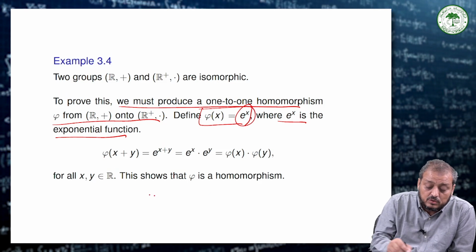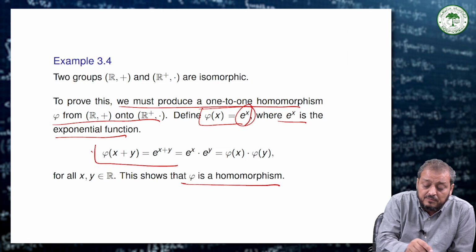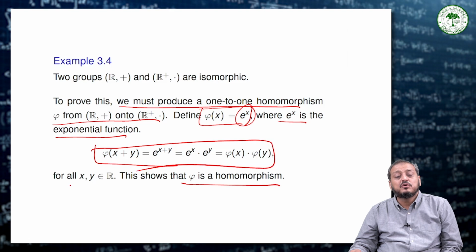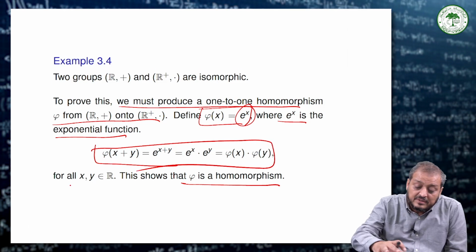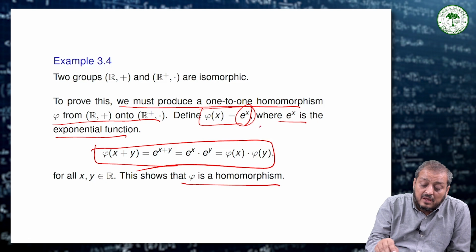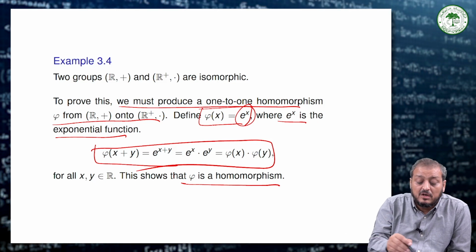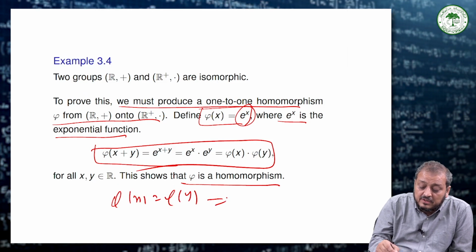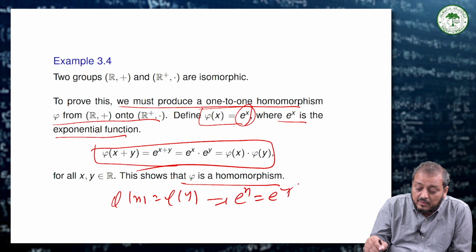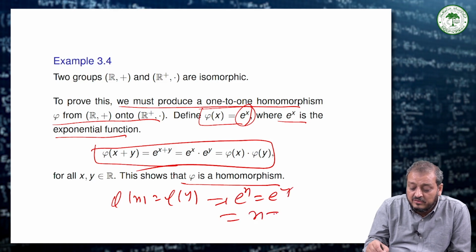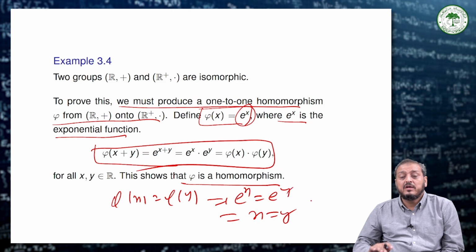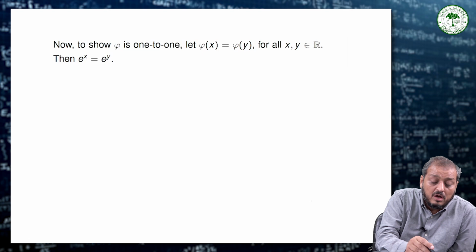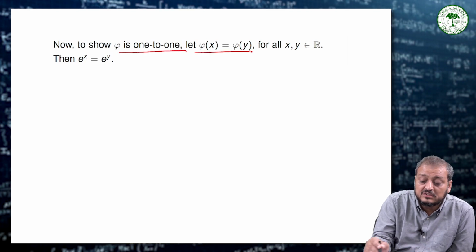So, this clearly shows that phi is a homomorphism, and then we have to show that phi is also 1-1 and onto, so that it is bijective. For phi to be 1-1, we have to show that if phi of x is equal to phi of y, that is e to the power x is equal to e to the power y, then we can easily show that x is equal to y.